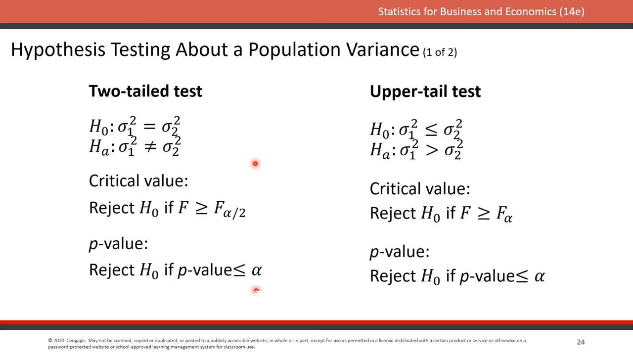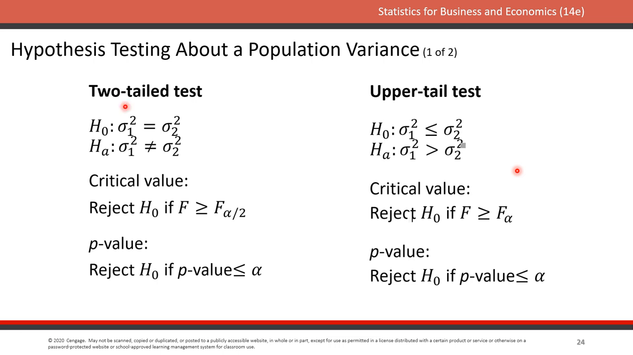P-values are the same. So the reason we like p-values is because now that we have a new distribution, well, we have to go find a new critical value and stuff like that. But p-values, I don't have to worry about any of that. If the computer spits it out, I just compare that to alpha. It's why a lot of people really prefer the p-value approach to the critical value approach.